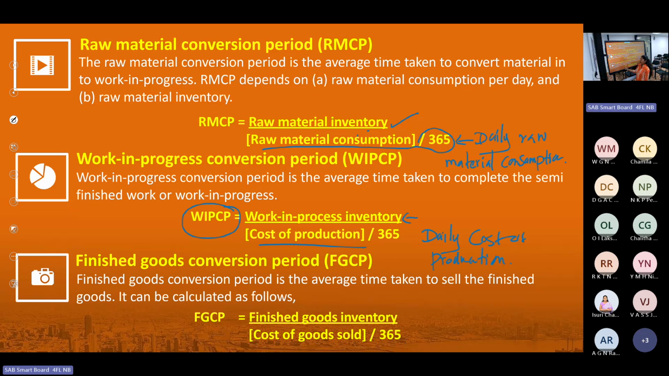Third one, finished goods. We know finished goods conversion means from the finished goods we convert to sales. That is the finished goods inventory, but we are trying to convert it to sales. So the finished goods inventory needs to be divided by the daily cost of goods sold.